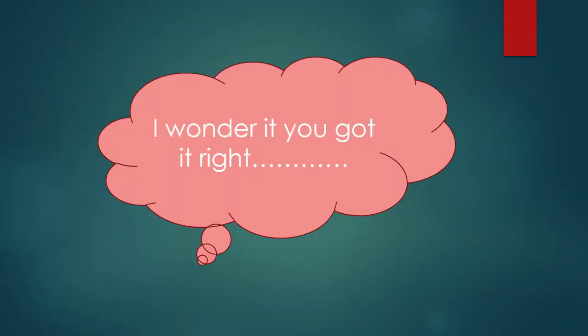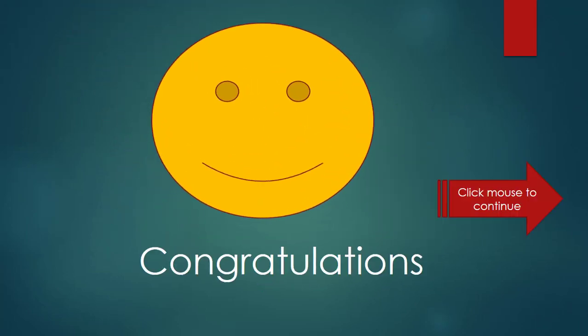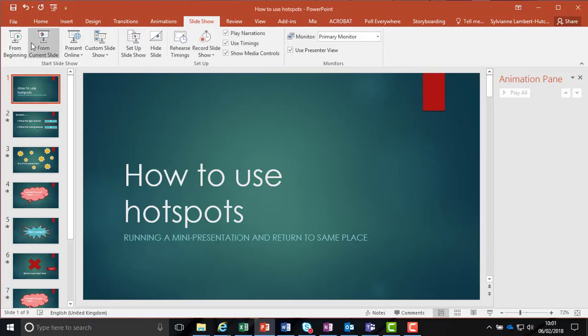If I now click the mouse, it will go on to the, I wonder if I got it right. This is all automatic. Well done. It's then going to continue on with the congratulations. And again, click any mouse to continue. And that's the end of the slideshow. But that's not actually what I want to happen.